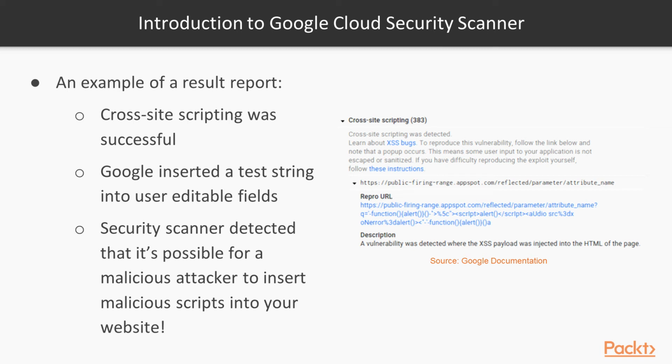Now, of course, there are ways to secure your website to prevent cross-site scripting, but the first thing that is important to do is to actually know that cross-site scripting is a thing that you have overlooked. And Google Cloud Security Scanner is really great for that.